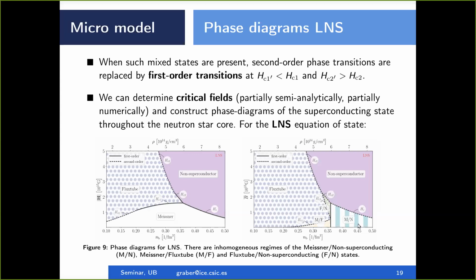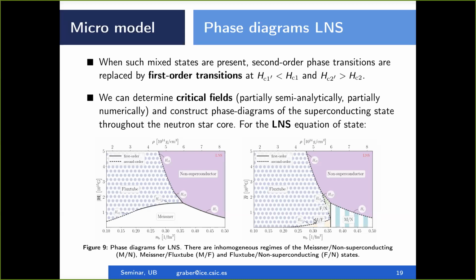So this is one example for the LNS equation of state. This is the picture with H again, and this is the picture with B. So you see that there are first order transitions at some bits close to the triple point that, if I were to plot this in the B case, would then be replaced by these intermediate states to remove the first order transition again.